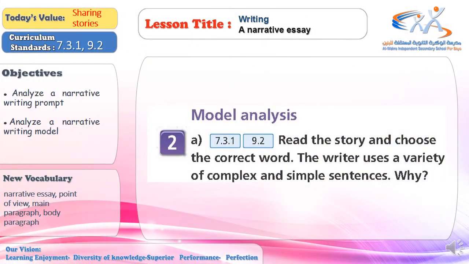Let us do some model analysis. Read the story and choose the correct word. The writer uses a variety of complex and simple sentences. Why? In a narrative essay, if the writer uses a variety of complex and simple sentences, this is probably because he wants to make the reader interested in what he's reading.